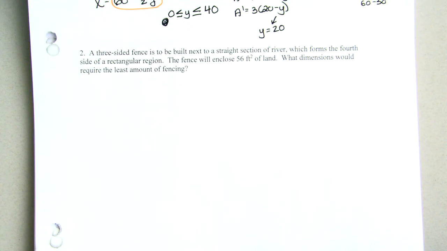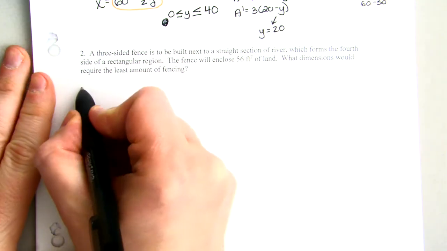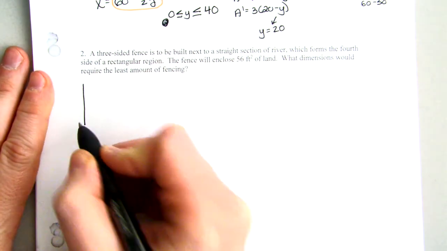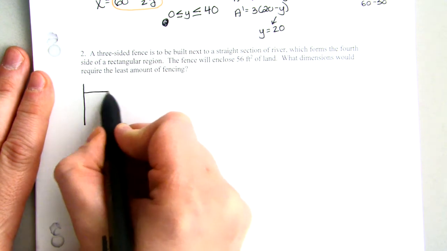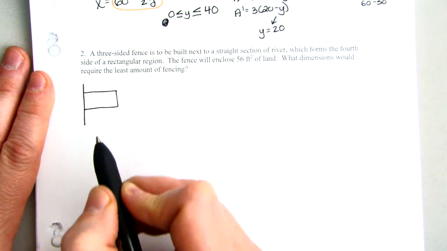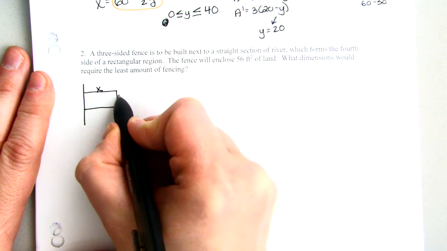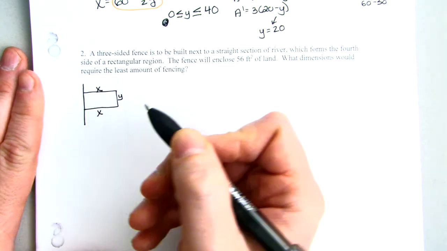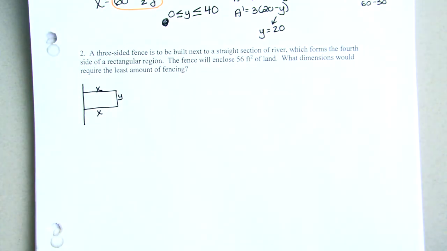Okay, next one. Take a moment and read through problem number 2. I realize that this sounds familiar, but there actually is a reason we're taking a look at this one. We still have our river, and I've got my 3-sided fence over there. I'm going to say that's X, and that's Y, and that's X. The fence will enclose 56 square feet of land, but dimensions would require the least amount of fencing.